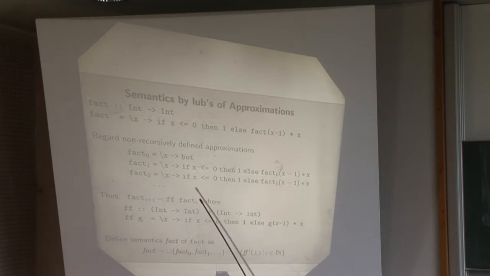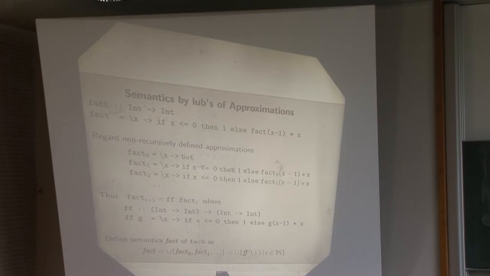So in other words, fact1 is like the fact function, but only for those inputs which take at most one recursive call. So with fact1, you can do one recursive call, and if you need more than one recursive call, then fact1 is undefined. And with fact2, it's the same as fact, but instead of the recursive call, we have fact1. So this is like fact, but you can use at most two recursive calls, and if you would need 3 or 4 or more, then you would be undefined.